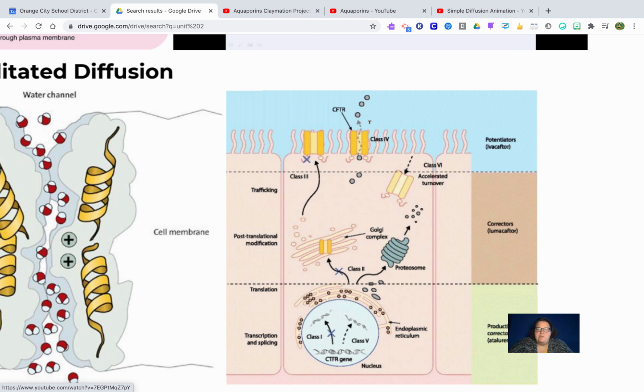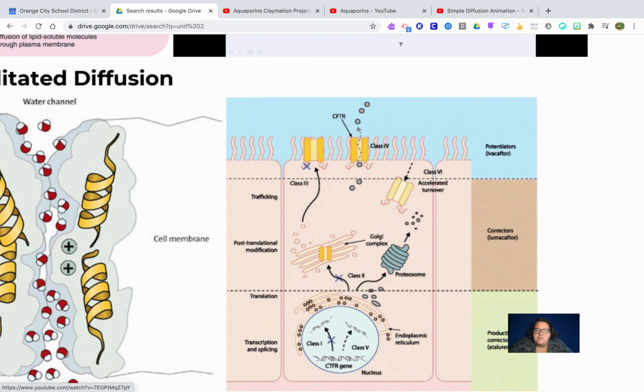People who have this mutation, there's hundreds of different mutations. This was the first protein that was ever cloned and sequenced, and they knew a lot about it. It stands for cystic fibrosis transmembrane regulatory protein. And people who have mutations in two copies, so it's a recessive disorder, have cystic fibrosis.